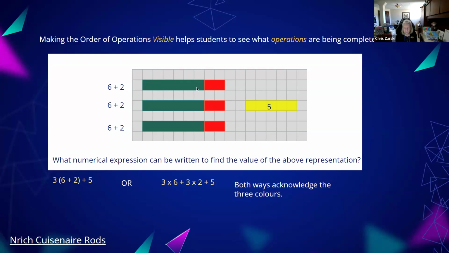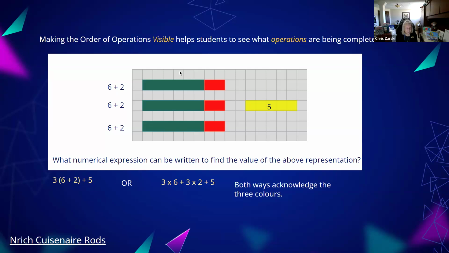But it's not so much the number that I want to point out here, it's more the fact that I have a repeated pattern that I'm seeing. And then I have this lone bar that's sitting out by itself. So if I ask students to write an expression, which they've been working on now for a while, what is an expression that would represent this picture? Well, there's a couple of ways that I could do that. I could say, well, this is 6 plus 2, and I'm doing it 3 times. So I could write 3 brackets, 6 plus 2, and then I have this lone yellow one, or 5, sitting at the end. So I'm going to add 5.